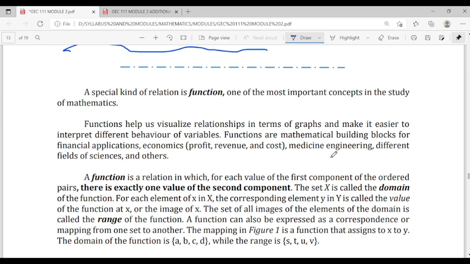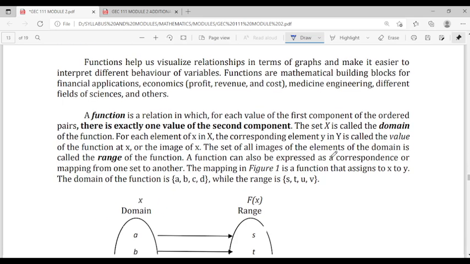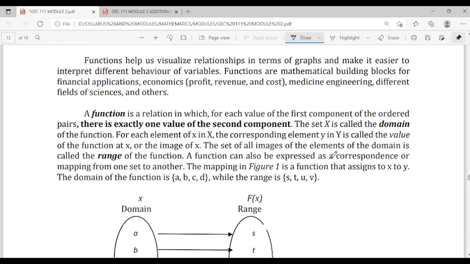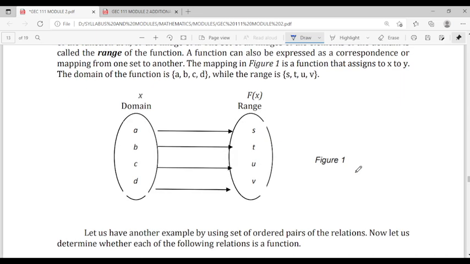A special kind of relation is a function, one of the most important concepts in the study of mathematics. So a function, meaning there is exactly one value of the second component. So this is the domain for our x, and the range equal siya sa y. This is our range. So there is exactly one value of y for our x element.